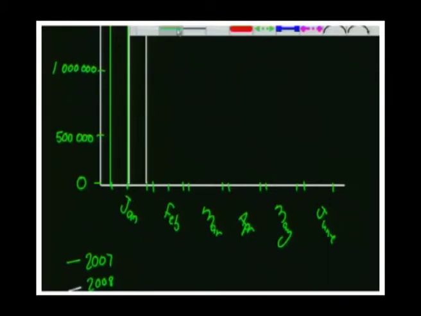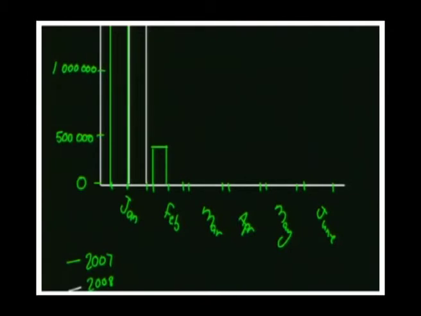First of all, February 2007, 400,000 will be just less than 500,000. Oops, it's a little bit skinny. There we go. And in the white, we've got February 2008 at 300,000, which is just less than 400,000. And there we've got our second bar.